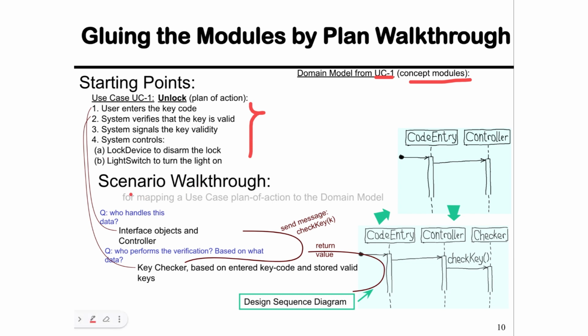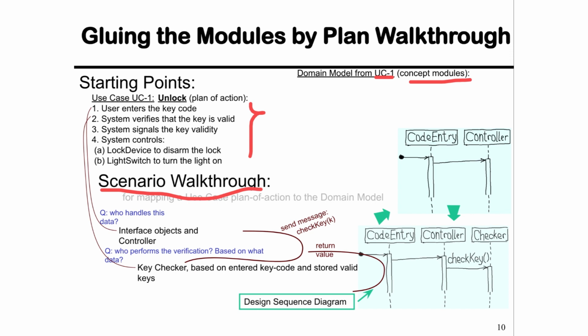So here we have again a scenario walkthrough that helps us to glue the modules which are already identified in the domain modeling phase. Okay, in order to glue the modules identified as a concept module, we have to come up with a walkthrough scenario. The purpose of this walkthrough scenario is for mapping a use case plan of action to the domain model. Okay, so we can ask questions like the following to come up with connectivities between these modules.